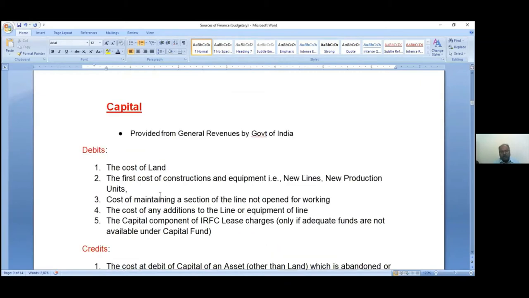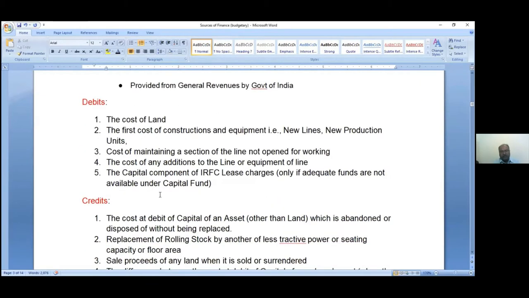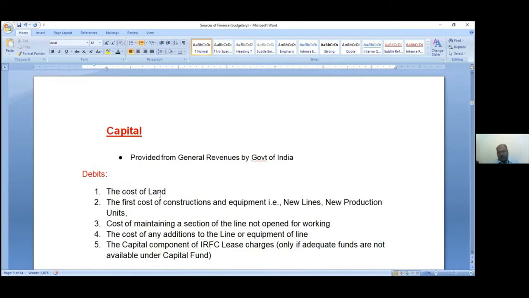So now we'll check the first one, capital. See, it is provided from the general revenues by Government of India. What are the debits to the capital? Debits to the capital is the cost of land. That means the land purchasing cost, for whatever object, should be debited to capital. And the first cost of construction and equipment, not replacement. Please remember, it's not replacement, it is the first cost of construction and equipment. That means whether it is new lines, RE, production units, or machinery, anything.